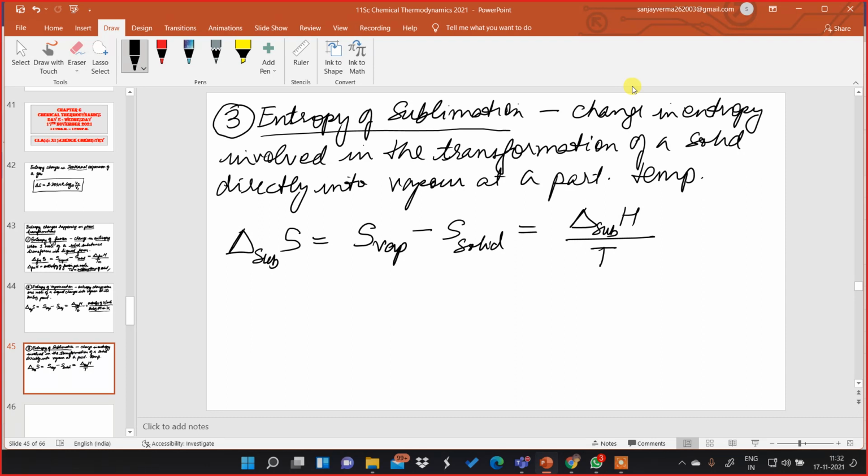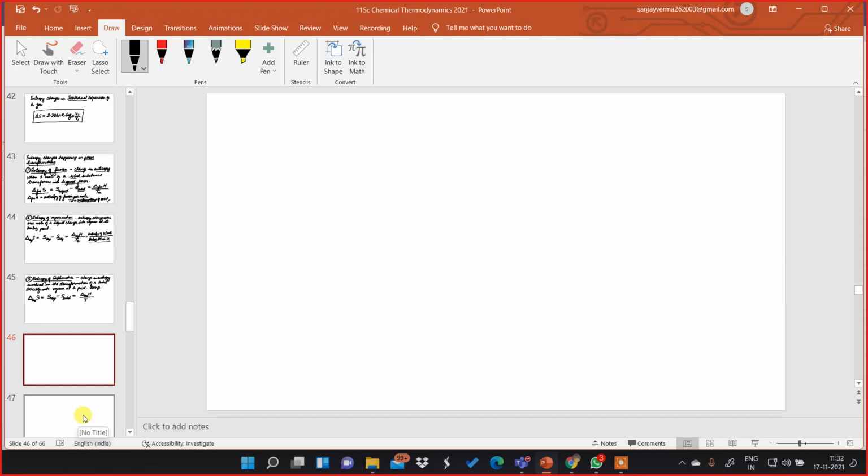Now these were the 3 types of entropies for phase transformation. There is one more, not under this heading, but under a separate heading, which is called entropy change in chemical reactions.